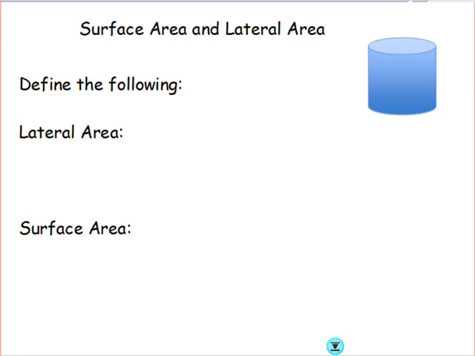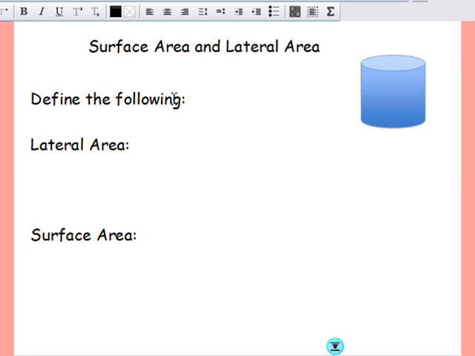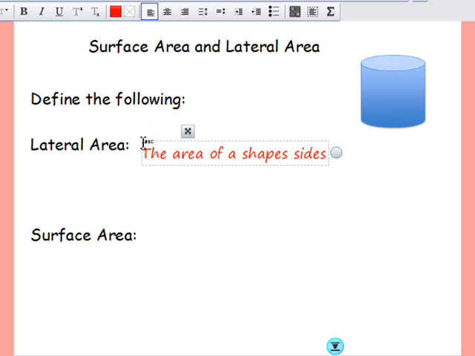So the first thing we need to do is come up with some definitions of surface area and lateral area. And I'm sure many of you are anxious for the textbook definition. I could not care less about the textbook definition. So we're going to write our own definitions so that they make sense for us. For lateral area, you hear the word lateral a lot in sports when they talk about lateral movement. It's side-to-side movement in sports. So the lateral area is quite simply the area of a shape's sides, okay?